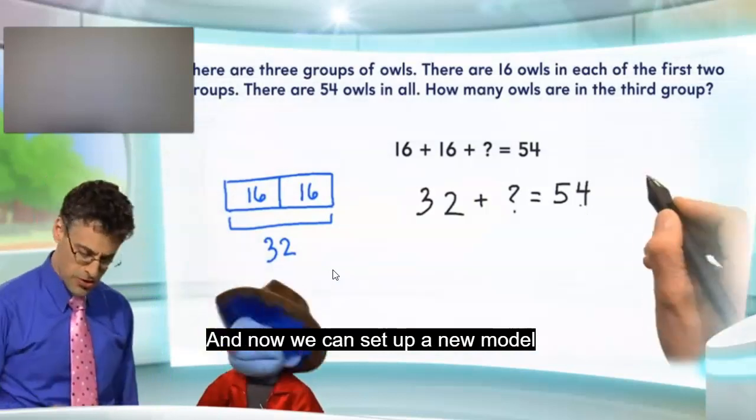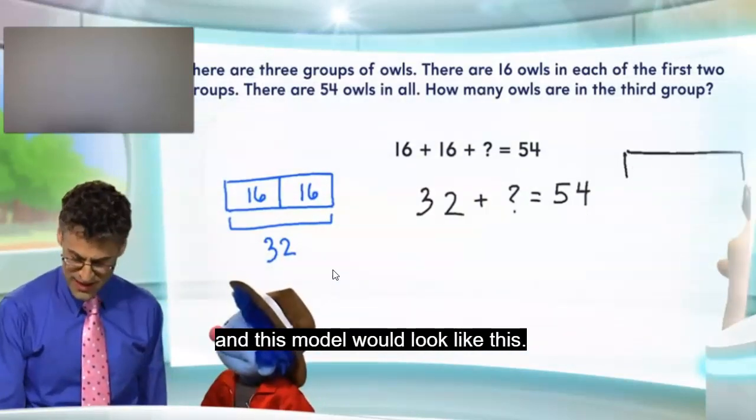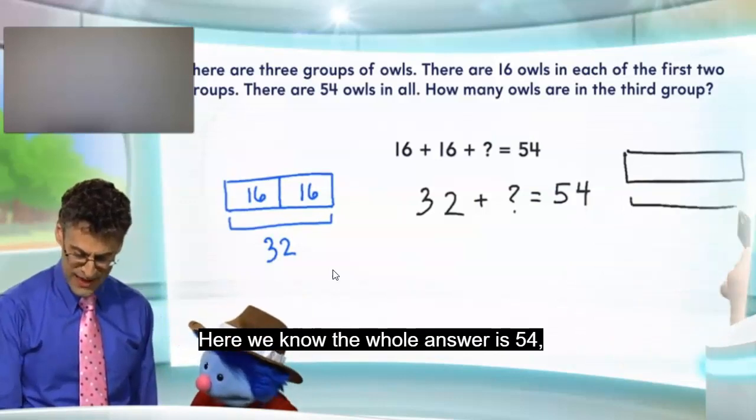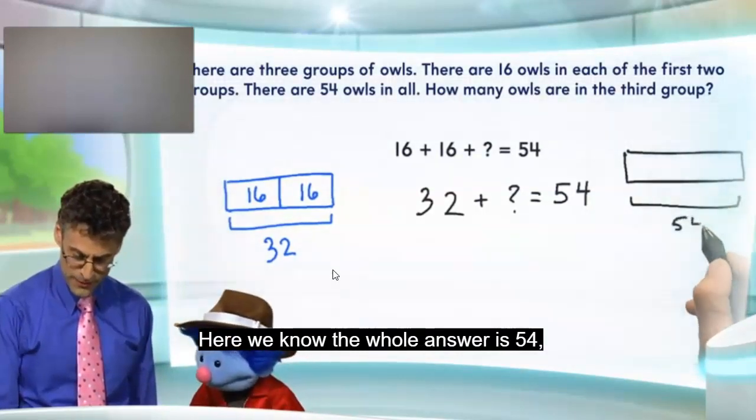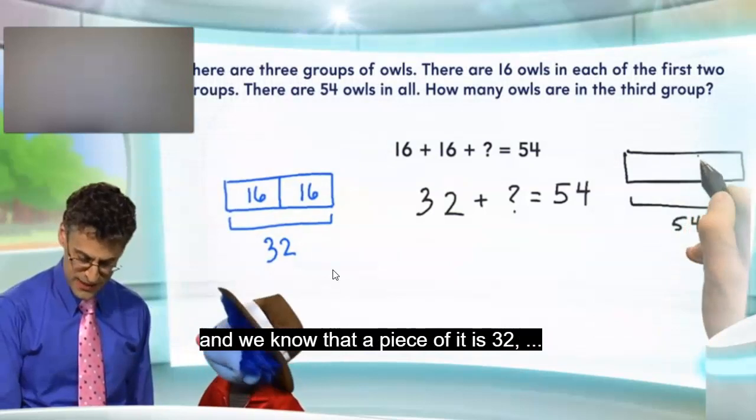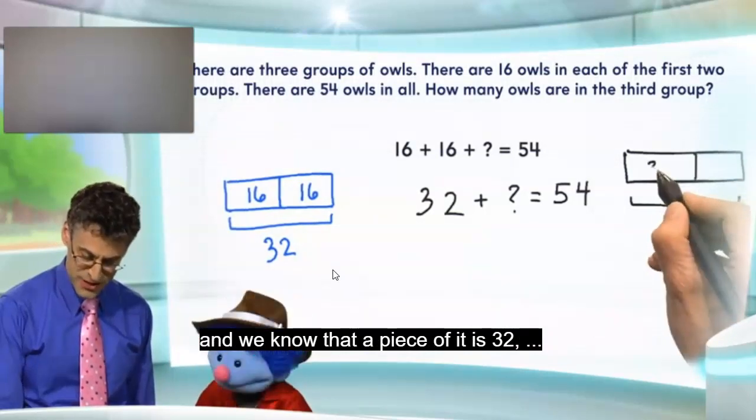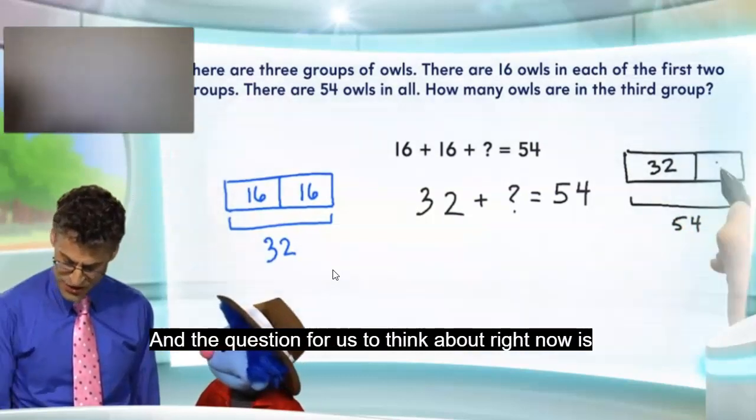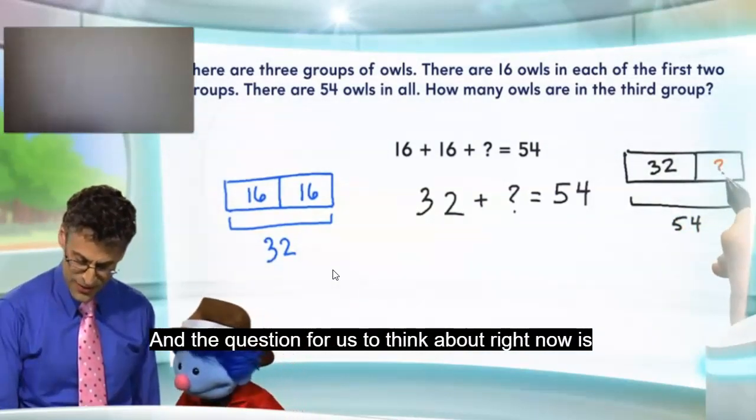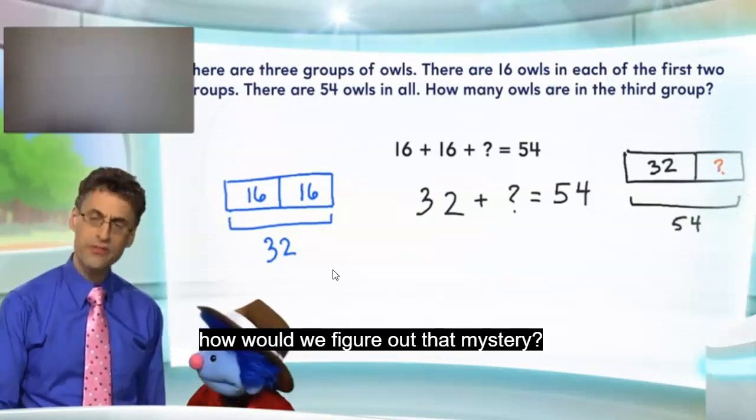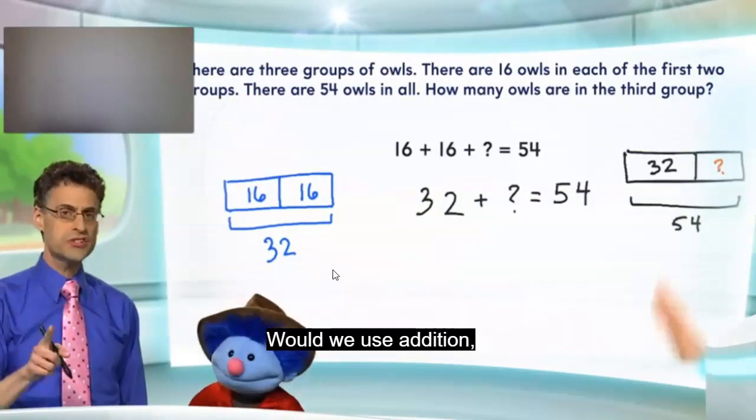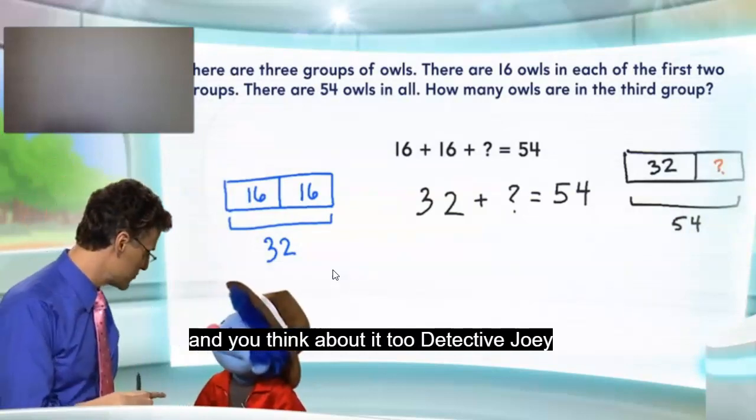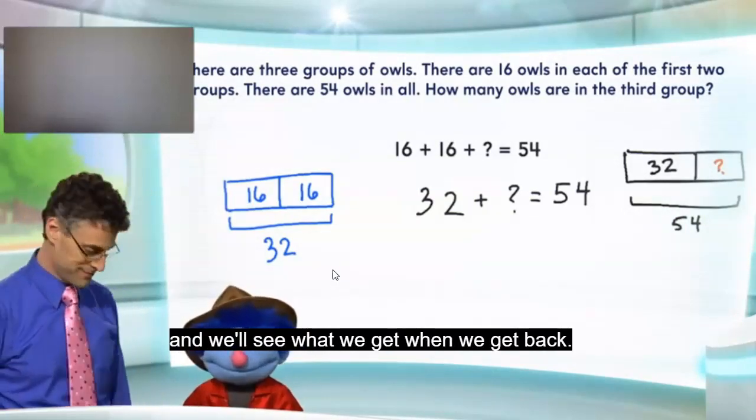And now we can set up a new model, and this model would look like this. You can draw it way over here. Here we know the whole answer is 54, and we know that a piece of it is 32, and now this becomes the mystery. And the question for us to think about right now is, how would we figure out that mystery? Would we use addition or would we use subtraction? Let me have you think about it, and you think about it too, Detective Joey, and we'll see what we get when we get back.